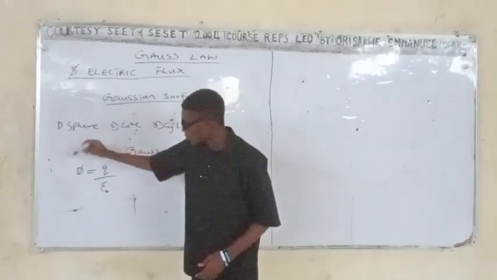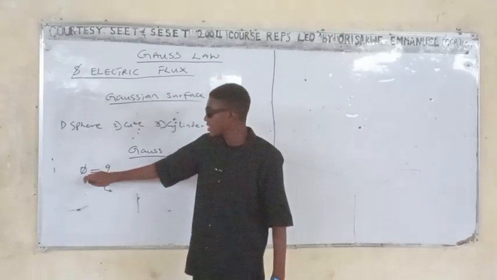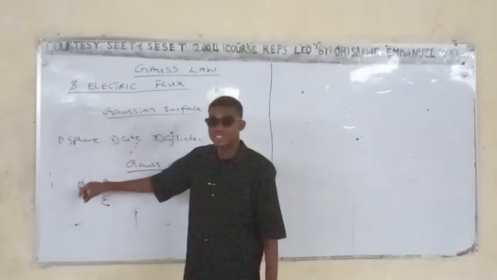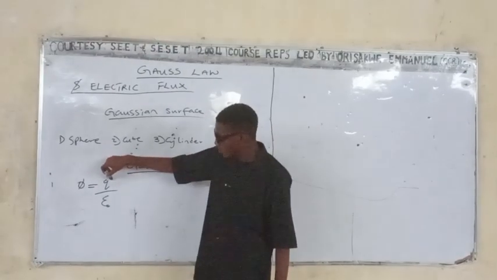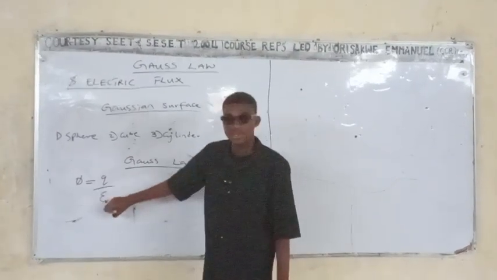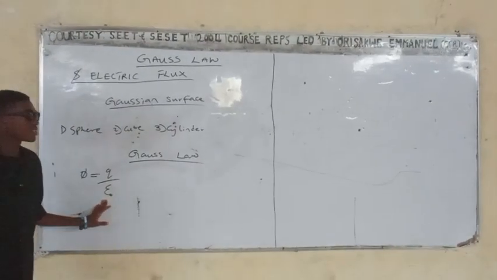So state it with me. Gauss law states that total electric flux, if you remember, I said this is the same as electric flux, right? So the total electric flux of a closed surface is equal to the total enclosed charge, Q stands for charge, divided by the permittivity of free space. And the permittivity of free space is a constant.